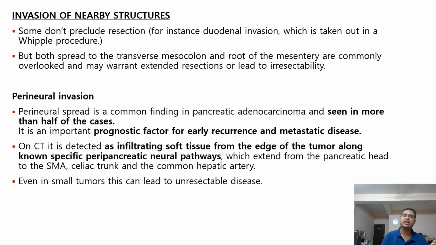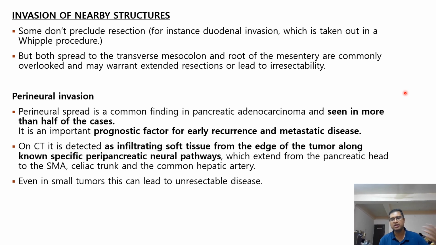Then other structures like perineural invasion, transverse mesocolon, and root of mesentery are commonly overlooked, which usually warrant an extended resection or even lead to unresectability. Coming to perineural invasion, the perineural spread is a very common finding in pancreatic adenocarcinoma. It is seen in more than half of the cases. And it is a very important prognostic factor for early recurrence and metastatic disease.